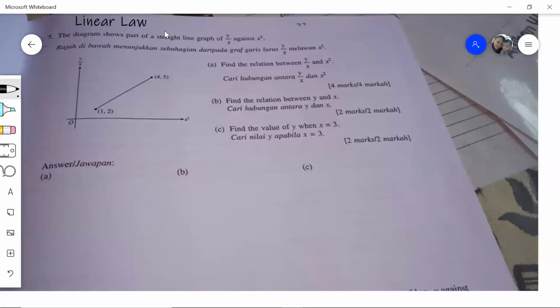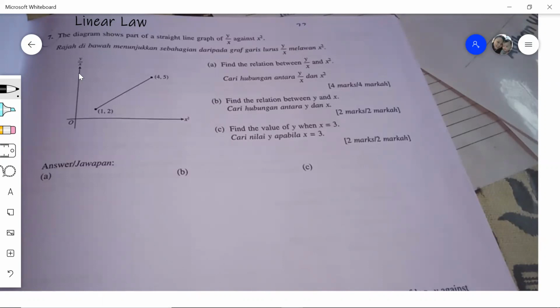Hi, this is a linear law question. Now, how do we know? First of all, you will see a straight line. And when you check the x-axis and the y-axis, you notice that it is no longer the usual x. Instead, it is x squared. It's supposed to be a quadratic term.